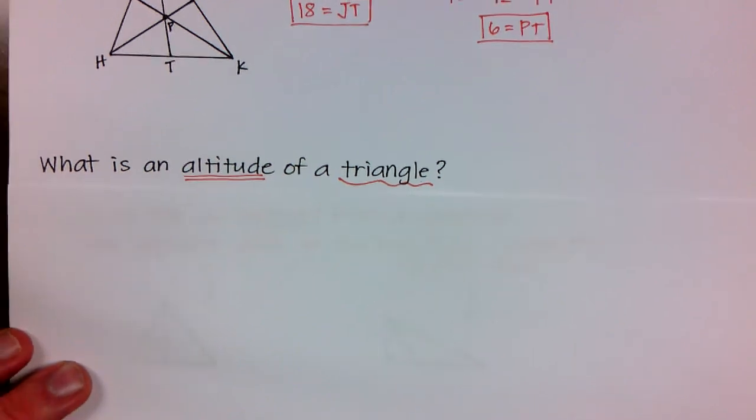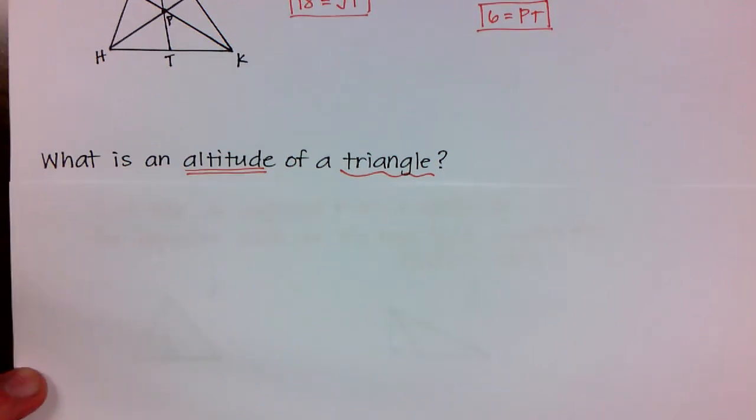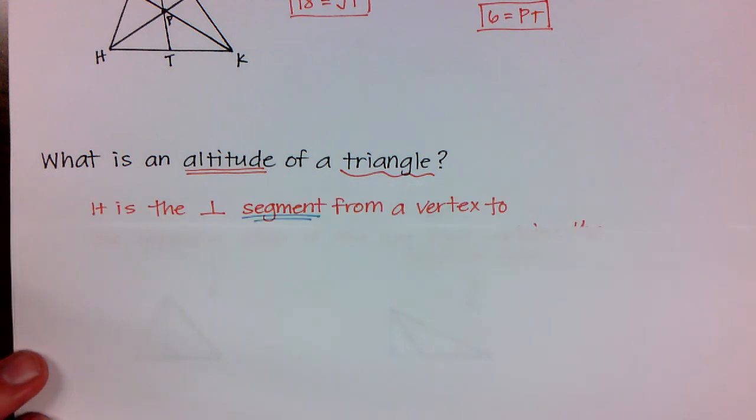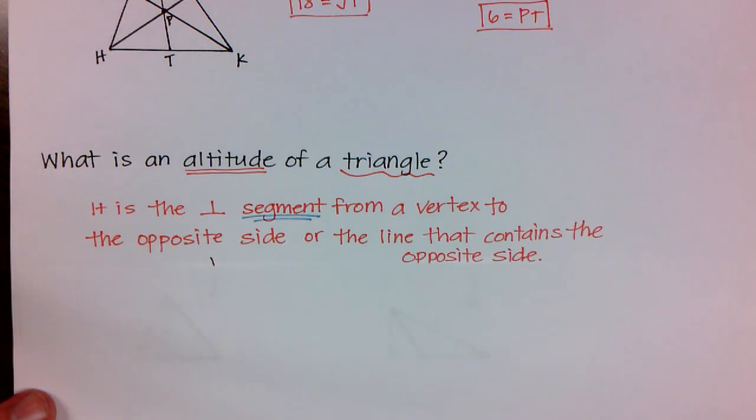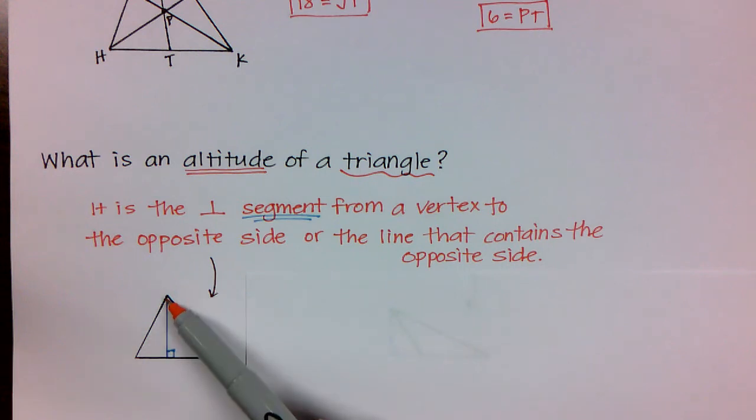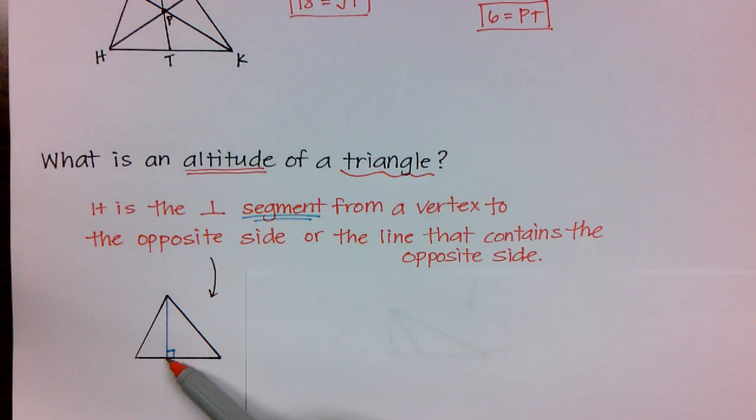This is probably a term that you've heard before in all of your years of math. And an altitude, if you recall, is the perpendicular segment from a vertex, right? And it's going to either the opposite side or the line that contains the opposite side. So let me show you probably the most basic one that you know of. This is where you're drawing a segment from a vertex to the opposite side, and it is creating a perpendicular line. So this blue segment right here is called the altitude of a triangle.